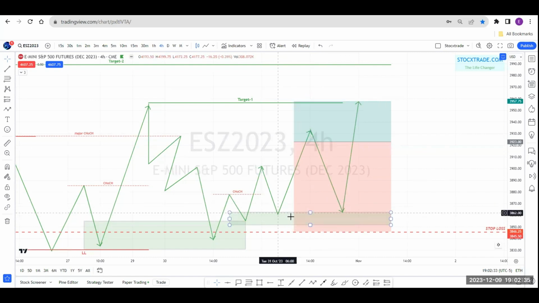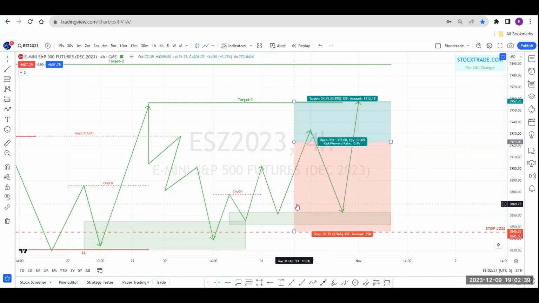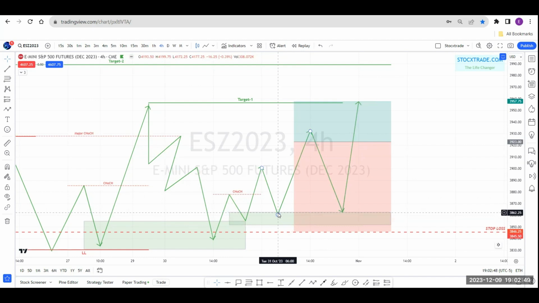We want the entry at the discounted zone. If you are selling, then we will go with the premium zone. If we are buying, then we will enter in the discounted zone. We will learn this in today's session, so be patient. I am not in a hurry. You guys need to stay with me.